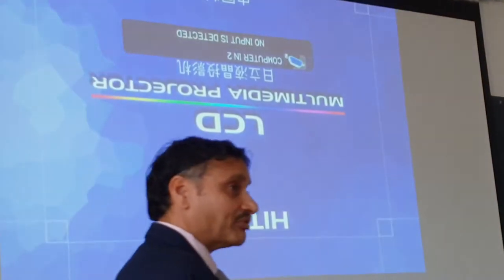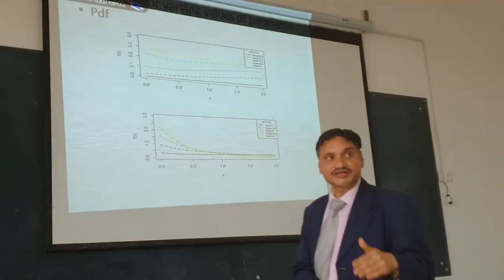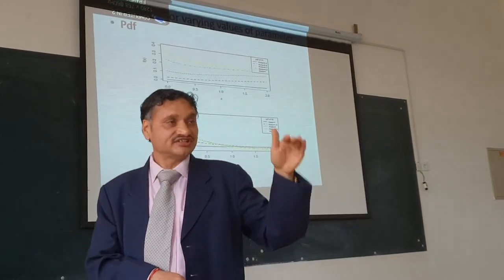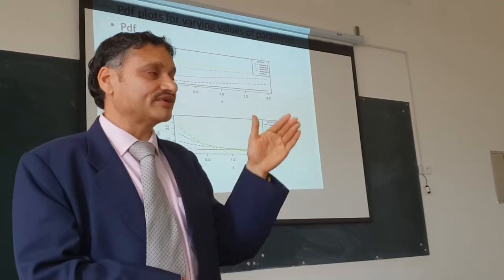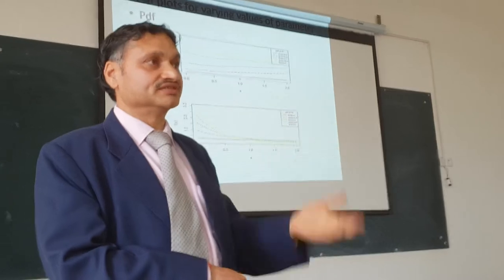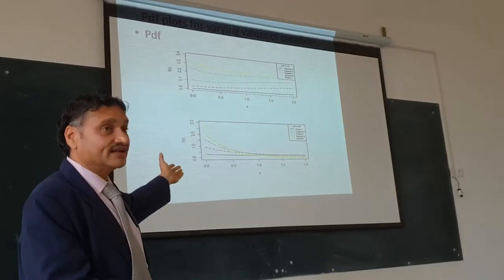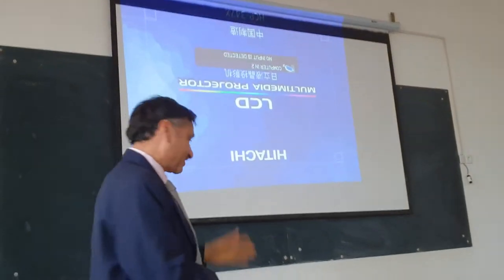How can you say this scale parameter theta is proved here? These are scale parameters, because it is increasing or decreasing according to the theta values. Varying the value of theta, it is increasing and decreasing. So it is clearly defined here that theta is a scale parameter. It can be proved.